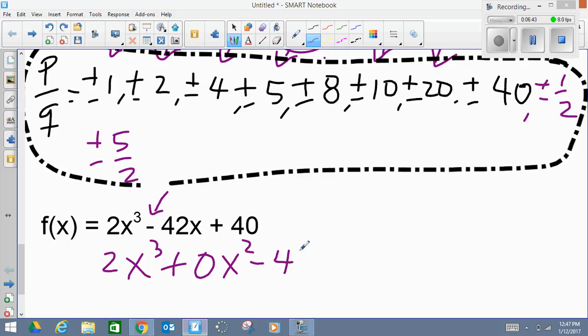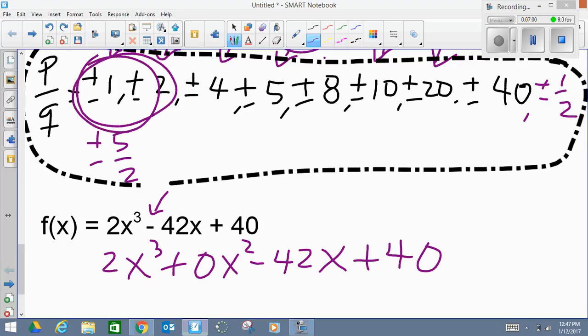I have an x, so I bring that x down. And then I bring my constant. Remember, if there's no constant, then you put a 0. Whatever's missing, you got to put a 0 there. Now, I'm going to bring my coefficients down, and I'm going to start using those zeros from here. I start with positive 1, then negative 1, positive 2, negative 2, until I get 0 as a remainder.